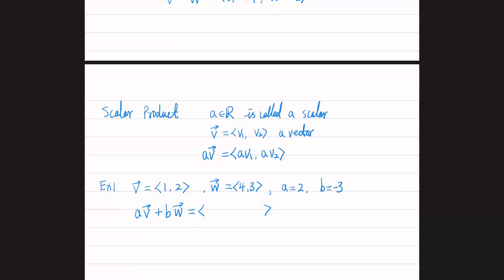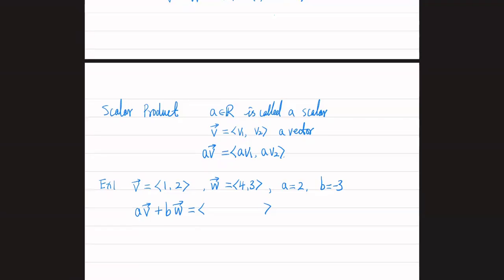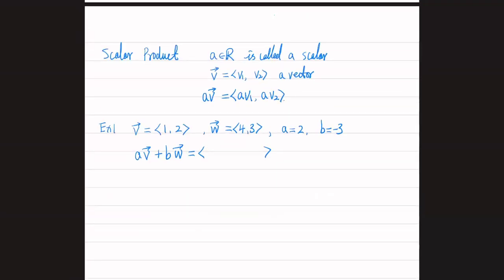Okay, have one answer over there. Amy is still entering. I'm confused. How did Aaron get -10 and -5? Okay, step by step. Amy, what's A times V? A times V is 2.